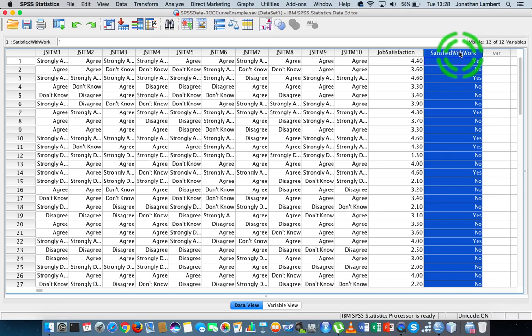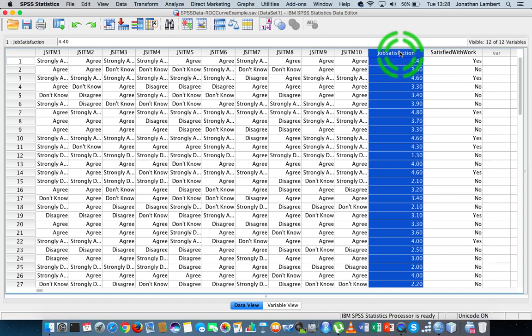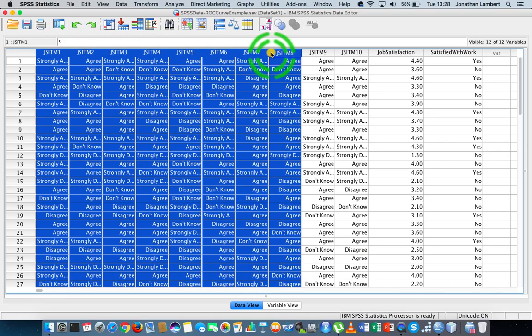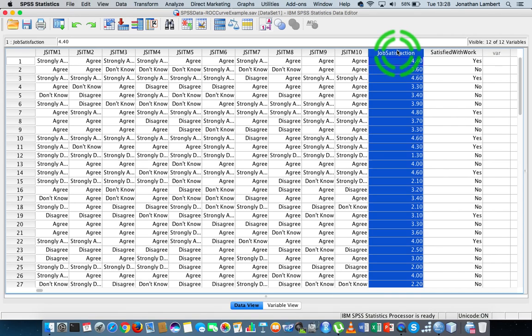Everybody was asked whether they are actually satisfied or not satisfied with work. Yes, indicating that they're satisfied. No, indicating that they're not satisfied. And then the job satisfaction score is based off this particular 10 item inventory. Okay. But ultimately, using the ROC curve, we can actually find a cutoff point for job satisfaction.